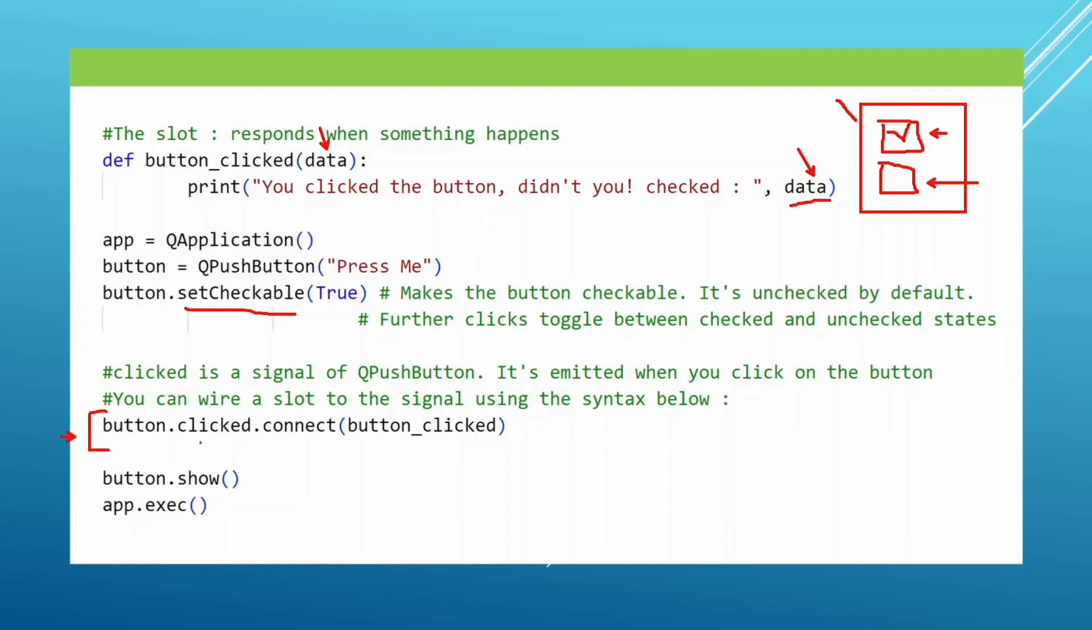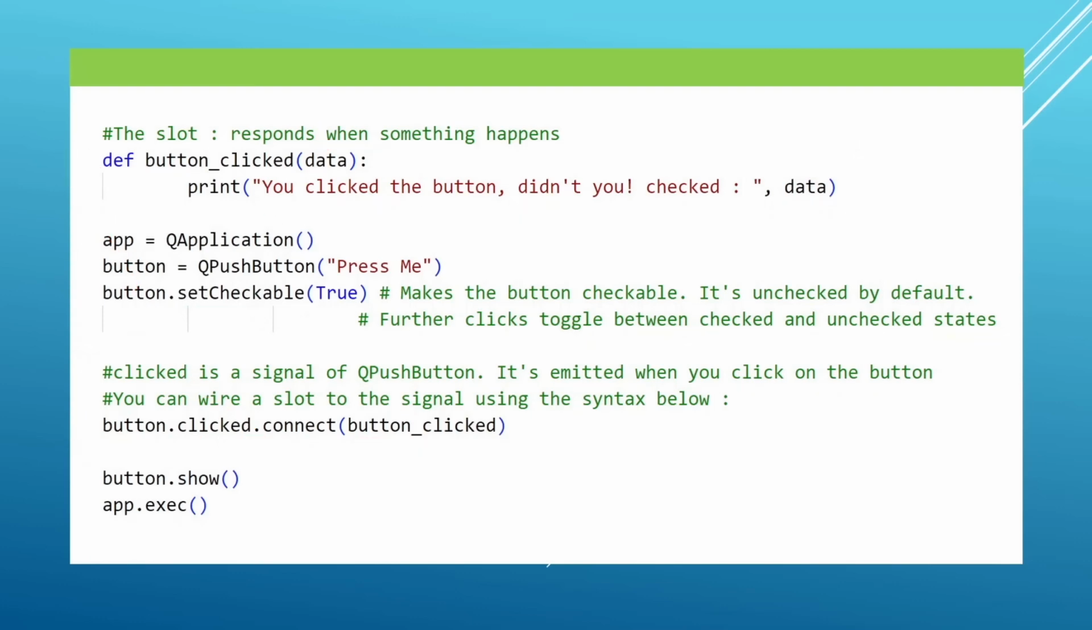Notice we are saying button.clicked.connect, and we are activating the button_clicked method whenever this button is clicked. And that method happens to be on top here. So this is something we can do. We can respond when something happens and grab the data that was sent to us by the signal and use that in our method. And this is really cool.